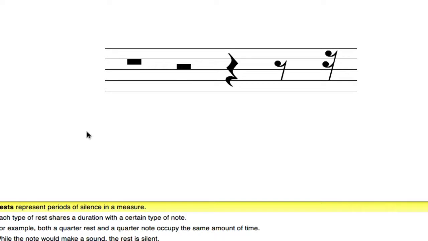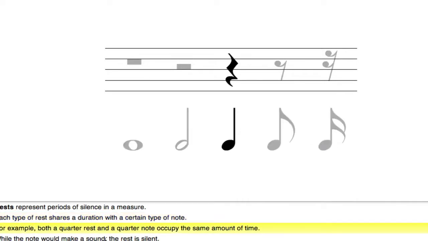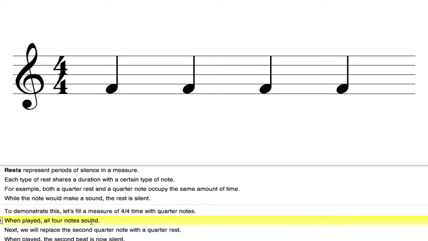Rests represent periods of silence in a measure. Each type of rest shares a duration with a certain type of note. For example, both a quarter rest and a quarter note occupy the same amount of time. While the note would make a sound, the rest is silent. To demonstrate this, let's fill a measure of 4/4 time with quarter notes. When played, all 4 notes sound.